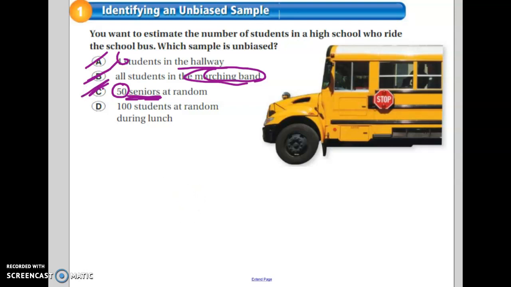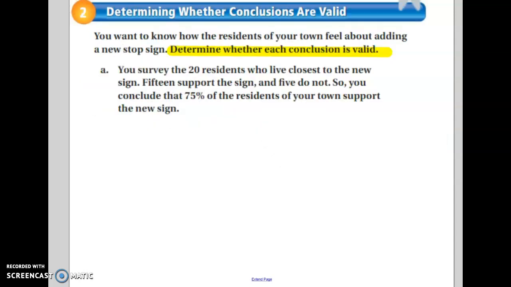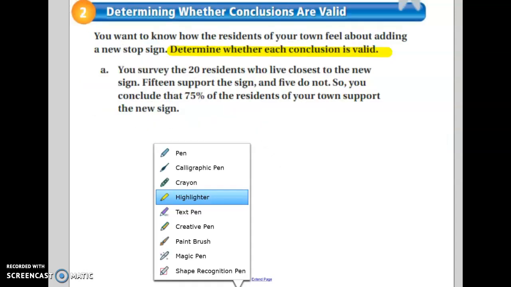Now, if you ask 100 students at random, at lunch, you get a big enough sample, and everyone eats lunch, no matter what grade level you're in or what your outside interests are. So in this case, D is going to be our unbiased sample. Going to example number 2.